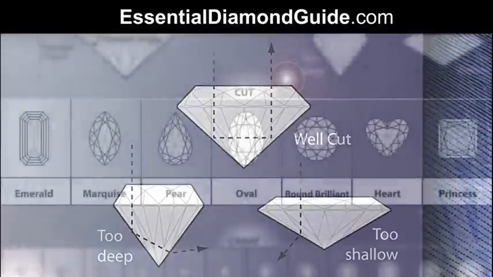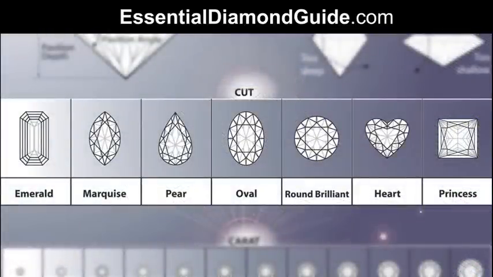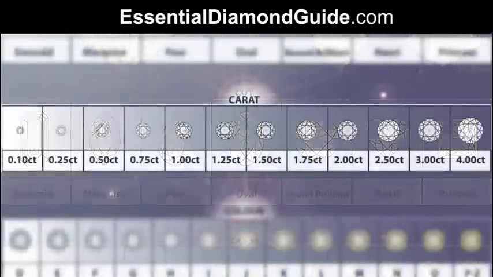Now next, still on our topic of cut, is the actual shape of the diamond, the overall form of it. Now I've just got a few cuts here. We have emerald cut, marquise cut, pear cut, oval shaped, round brilliant cut, heart shaped, and princess cut. Now these are some very popular shapes. There's lots and lots of other shapes, but this is just an introduction, so we'll stick to that for cut for now.